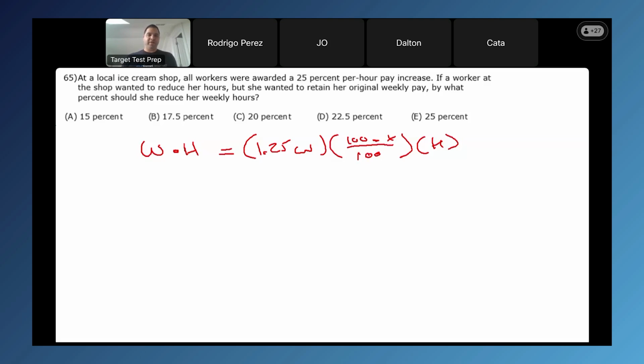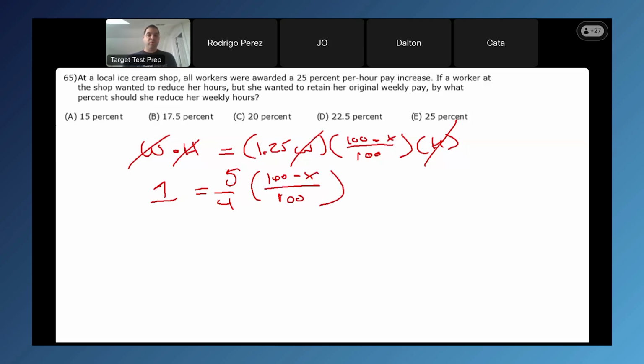Now, does everyone agree that the wages and hours cancel? When I ask these things, you can just type it in the chat box if you can. Those cancel out, right? Now, we have a 1 on the left. We have a 5 over 4 on the right times 100 minus X over 100. Everyone's still good?